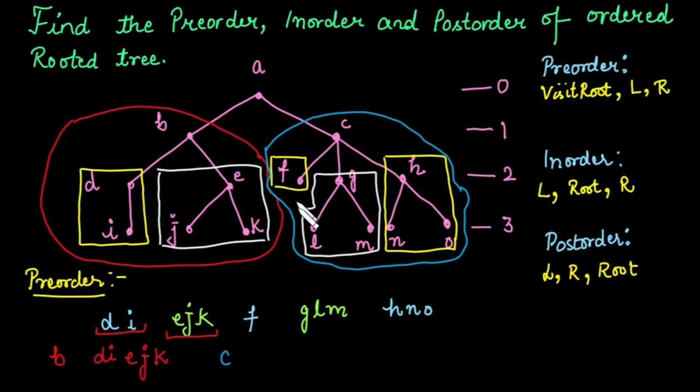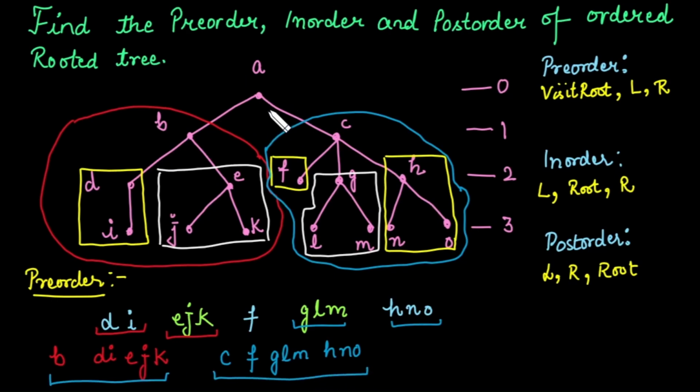For the next subtree, first visit the root, that is C. Its left child is F. Right child, we have 2 right children, one is G, another is H. For the G we have this answer. And for the H we have this. Till now we have covered the 2 subtrees that are available on level 1. Now move toward the previous level. In this case we have reached the root. For the root, first visit the root, then visit the left child and then visit the right child. And this is the final pre-order of this ordered rooted tree.